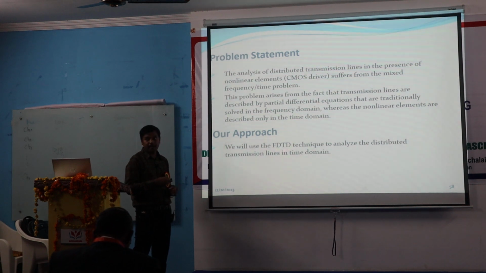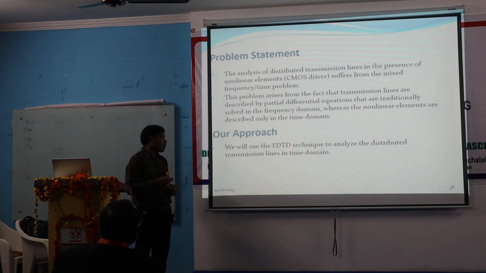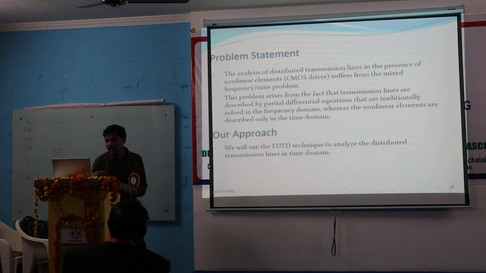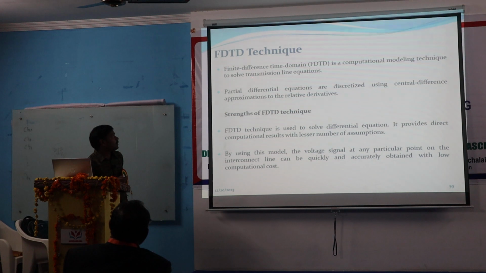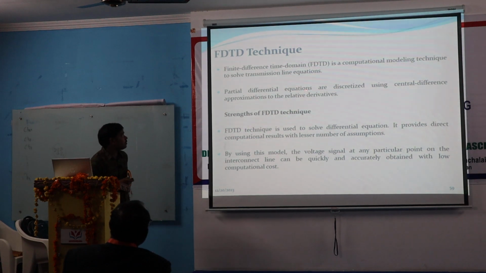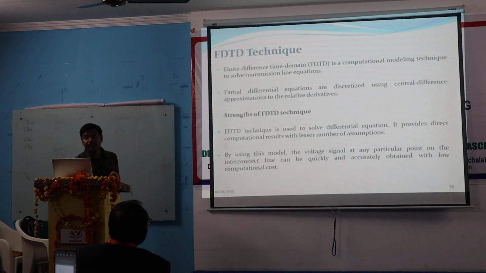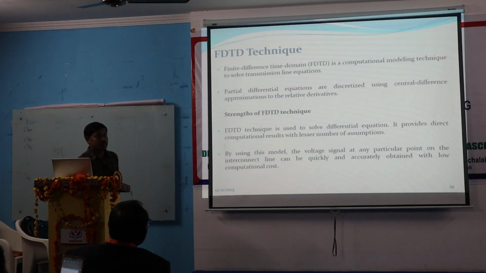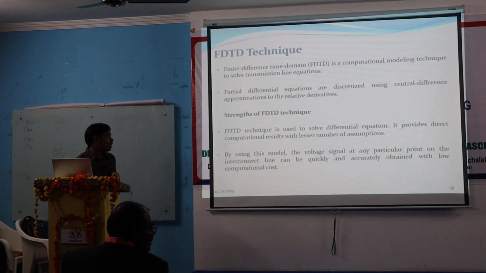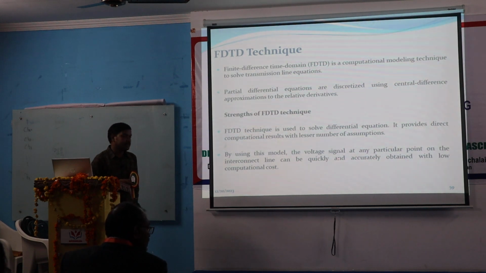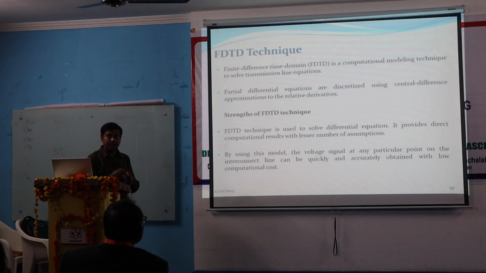Finite difference time domain. This technique I proposed to capture the crosstalk, and we will see how it is developed. This is the finite difference time domain technique, used to solve the transmission line equations in time domain. The strength of FDTD is we can solve the differential equations with fewer assumptions. Using this model, we can measure the voltage and current at any place, any time on the interconnect.